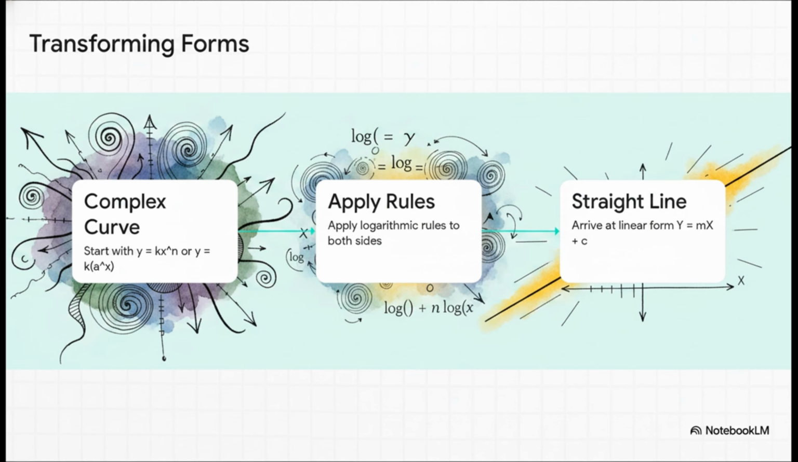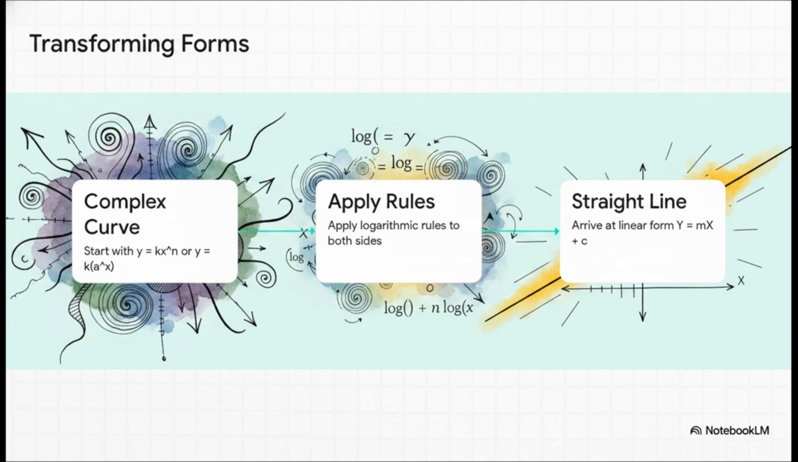But if you apply logarithmic rules to both sides of those equations, you can separate multiplied constants, pull down those tricky exponents, and physically convert those messy curves into the absolute gold standard of simple data analysis, the straight line equation, y equals mx plus c.